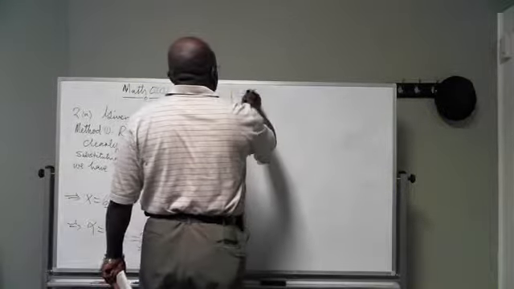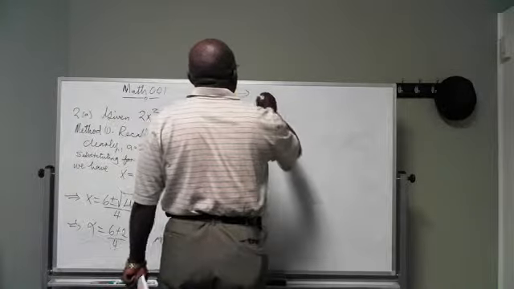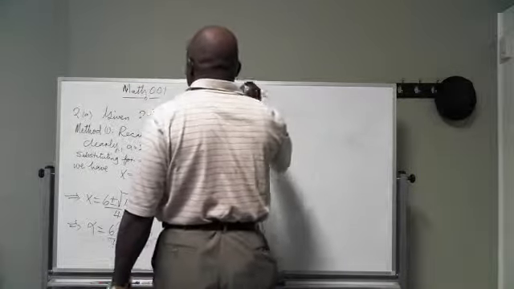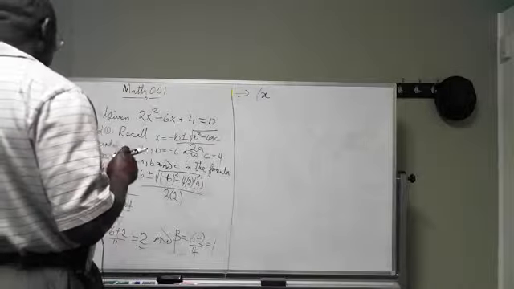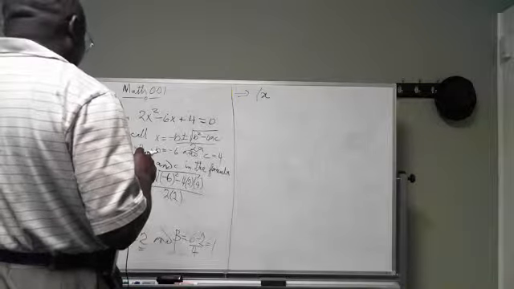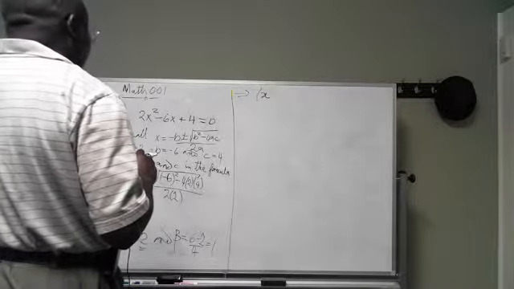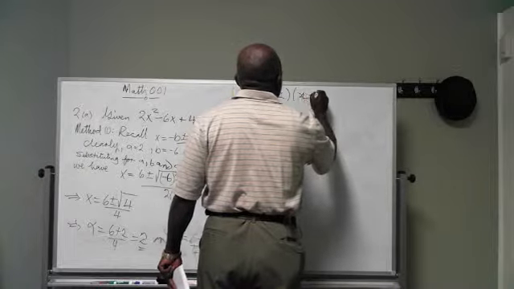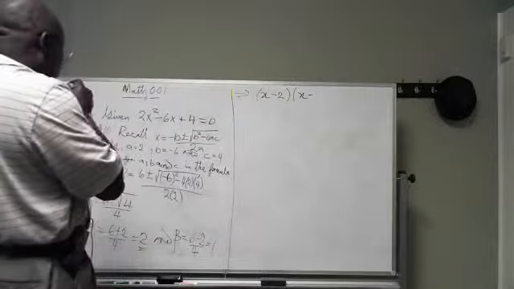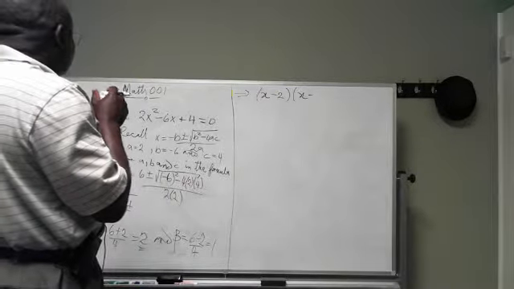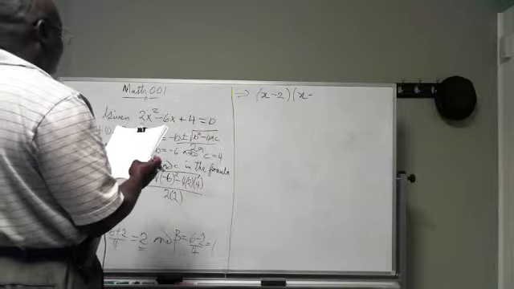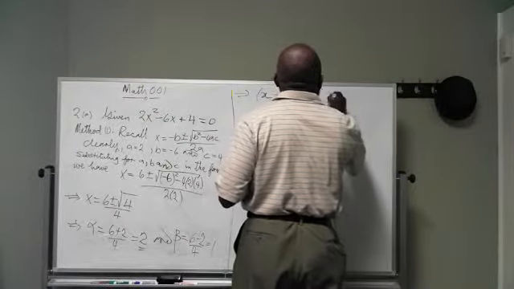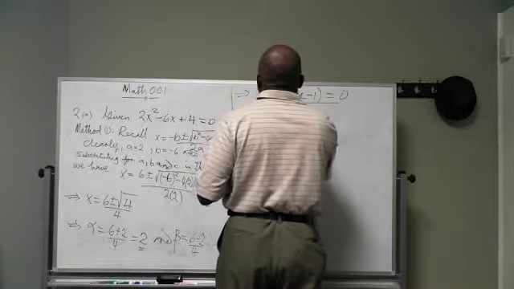And this implies x minus 2 into x minus 1 equals 0. And that is the solution.